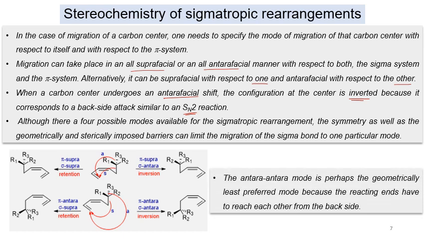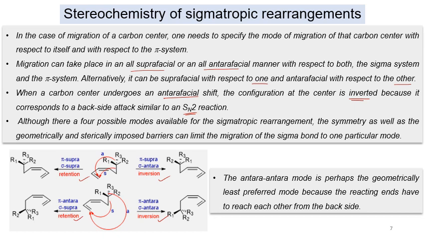Now, although you can have 4 modes available that are listed here, very often the symmetry as well as the geometry as well as steric factors will limit the migration of the sigma bond to one particular mode. Okay, so it's not necessary that all 4 modes will be possible.